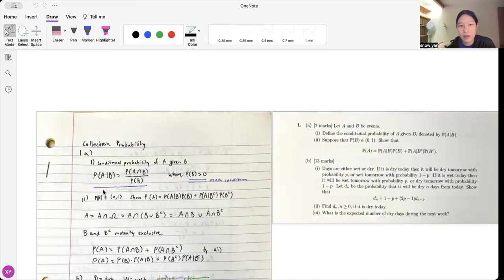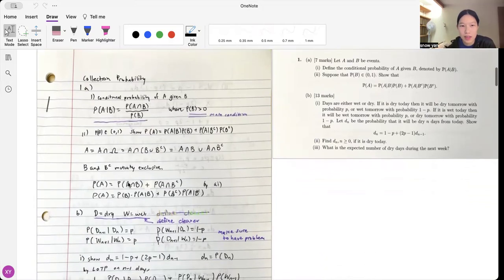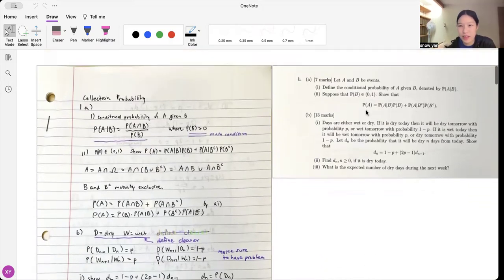So the 2 points are obviously given as the formula here and P(B) greater than zero. I think I missed 1 point because I forgot to say that P(B) is greater than zero. It can't be equal to zero, and probability can't be negative either. So that's a condition I forgot. An easy point.